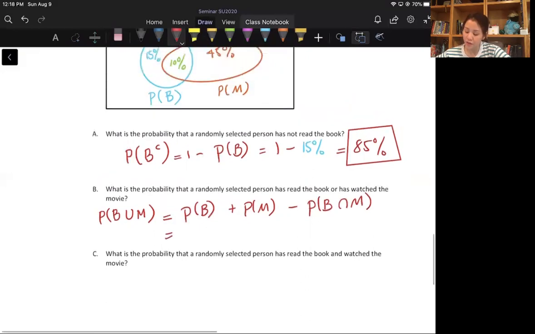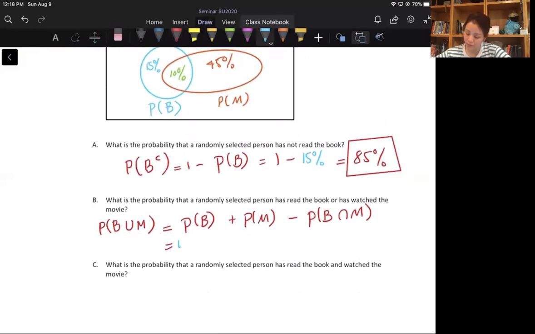Well, we know P of B is 15%. We know that P of M, the probability of watching the movie, is 45%. And P of both is 10%. So together is equal to what? 15 plus 45 is 60, minus 10 is 50%. So 50%, right?